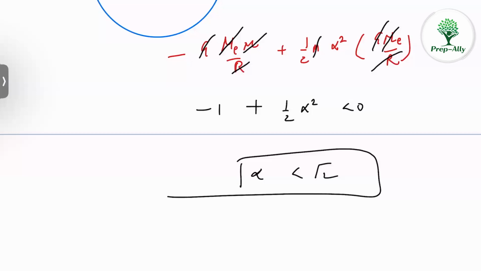Okay. For a parabolic orbit, the energy is 0. For elliptical, it is negative, and for hyperbolic, it is positive.